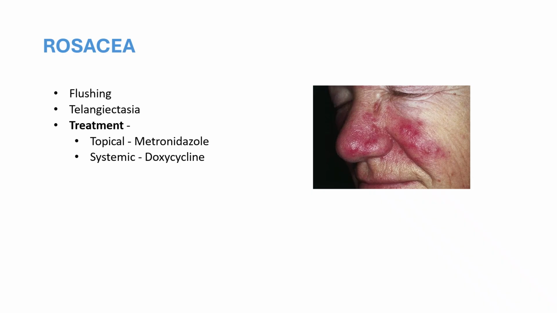Next is rosacea. What is rosacea? It is the flushing and the telangiectasia seen over the face, around the nose, including the nose and the nasolabial fold. That is called rosacea. Unlike the comedones and the pustules in acne, this is just a reddish lesion or reddish discoloration with flushing and telangiectasia. For treatment, topically you can give metronidazole, or systemically you can give doxycycline.